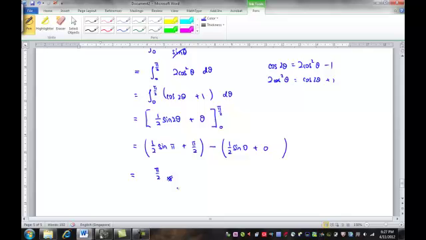And of course, you don't evaluate using your calculator because the question requires you to leave your answer in exact form. So I hope via this example, you have seen how we can solve definite integration problems involving a substitution.